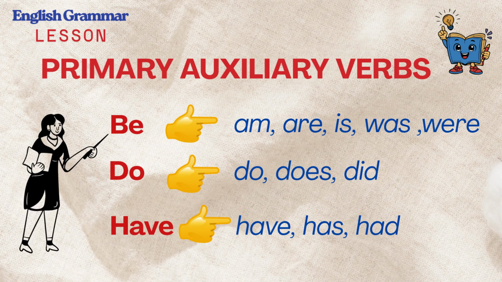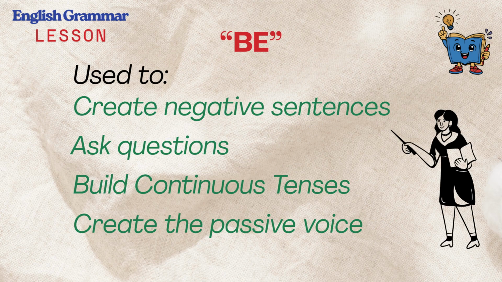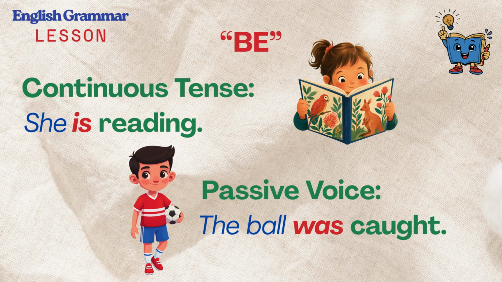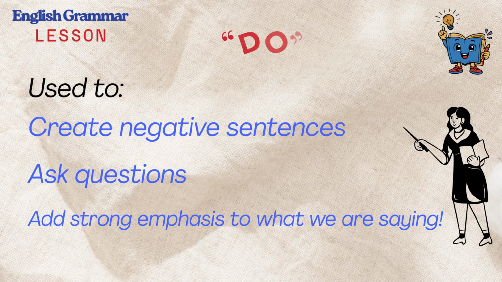Our first helper is the verb be. We use this one to create negative sentences, ask questions, build continuous tenses, meaning actions happening right now, or to create the passive voice. Negative sentence, she is not at home. Question, is she at home? Continuous tense, she is reading. Passive voice, the ball was caught.